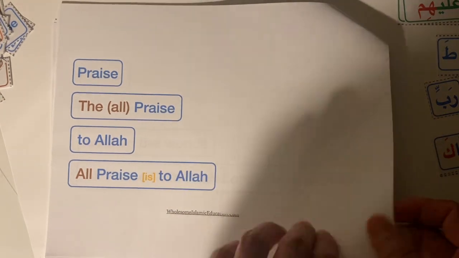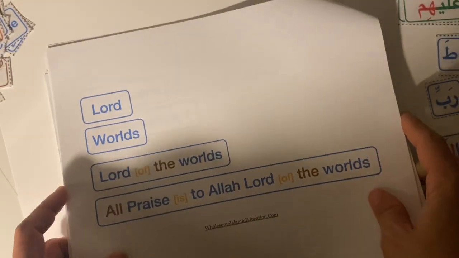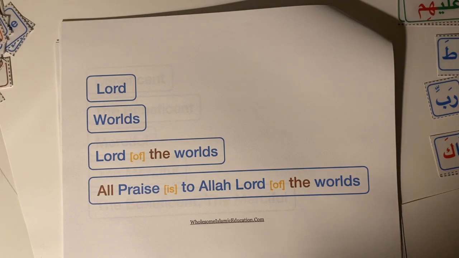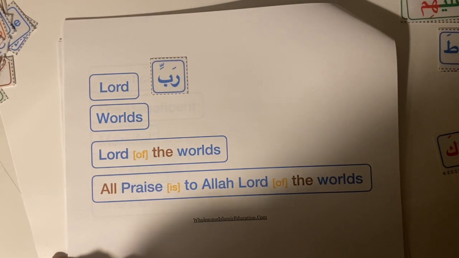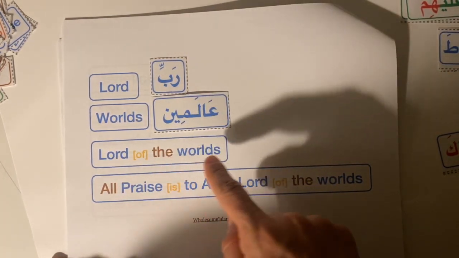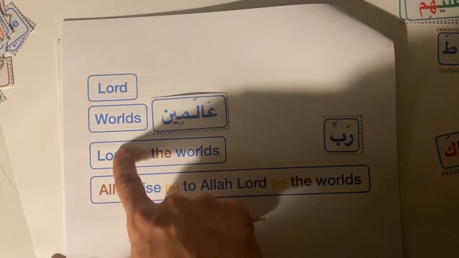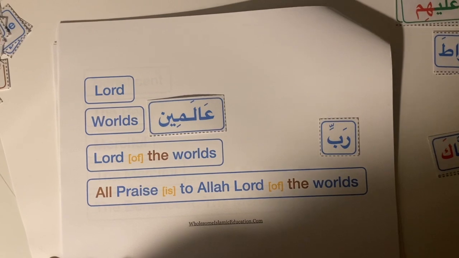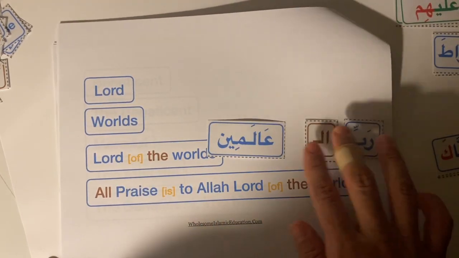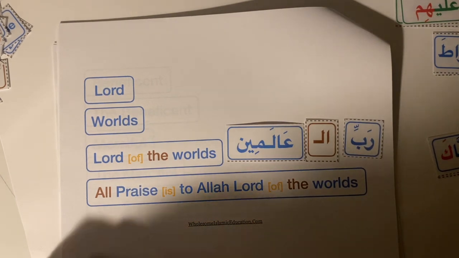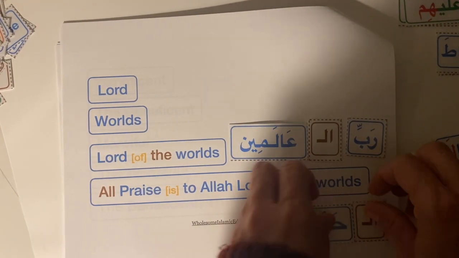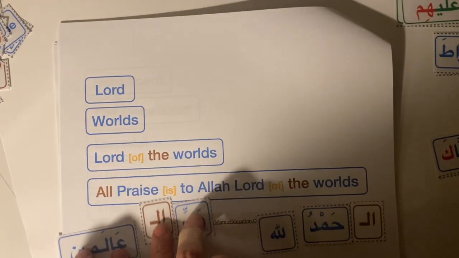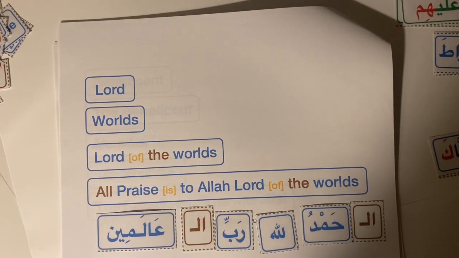Okay. Now let's move on to the second part of the ayah. Alhamdulillah. Rabbil Alameen. Lord, that should be Rabb. Worlds, that should be Alameen. Lord of the worlds, that would be Rabb. Of, we don't need it in Arabic. The, that is Al. And then world is Alameen. Rabb al-Alameen means Lord of the worlds. All praise is to Allah, Lord of the worlds. So all praise is to Allah, that is Alhamdulillah. Then we have Lord of the worlds, Rabb al-Alameen. Alhamdulillahi Rabbil Alameen.